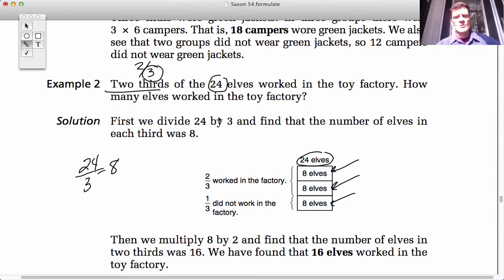You want how many of those groups? It says here 2 of the thirds. So we're going to take 2 of these right here. That's going to tell us that 16 worked in the toy factory. How many did not? The remaining 8, the other group.